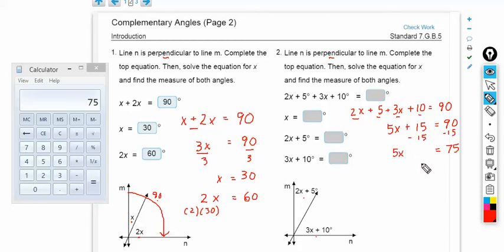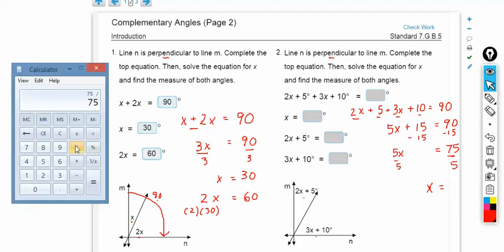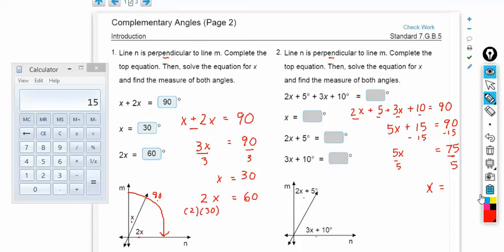This is 0, I'm not going to write it there. Now we're going to divide both sides by 5. This cancels out, leaving us with an x. And 75 divided by 5 equals 15. So x equals 15.